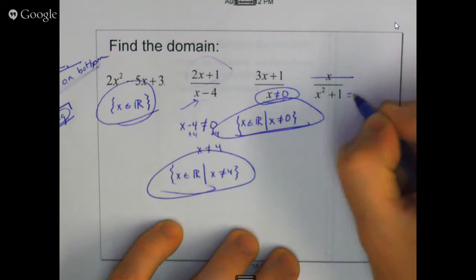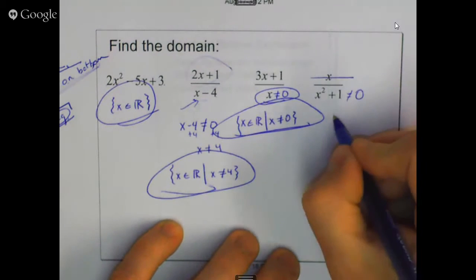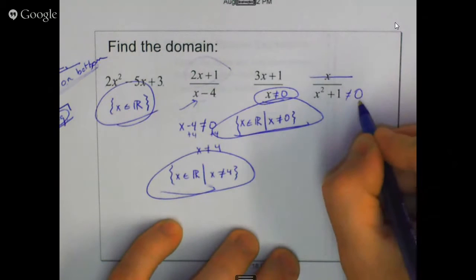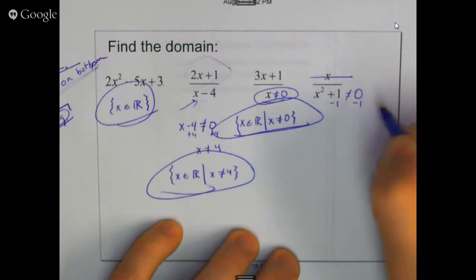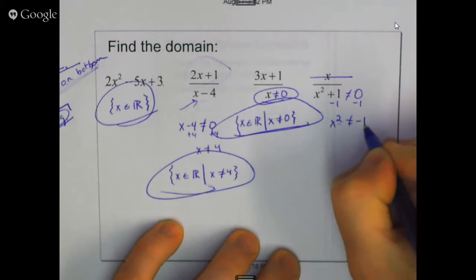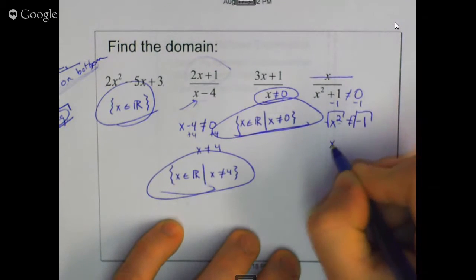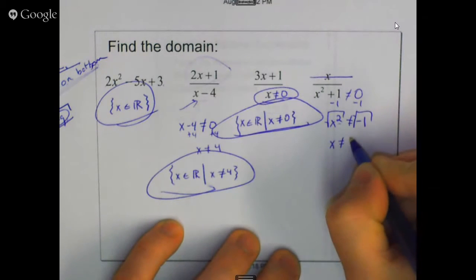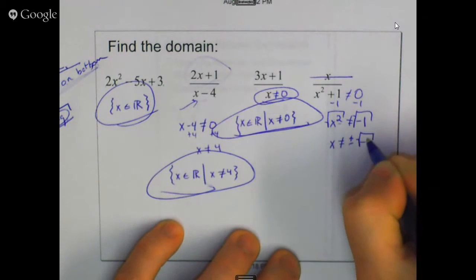This cannot equal 0. So if I take x squared plus 1 not equal to 0 and solve it, we'll subtract 1. Of x squared cannot equal minus 1. Take the square root of that and the square root of that. So x cannot equal plus minus the square root of minus 1.